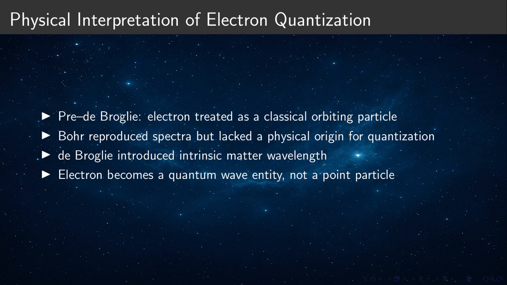Physical interpretation of electron quantization. Prior to de Broglie's hypothesis, the electron was treated as a localized particle orbiting the nucleus under Coulomb attraction, analogous to a classical planetary system. While Bohr's model successfully reproduced the observed spectral lines and energy levels, it did not explain the physical origin of quantization. De Broglie resolved this by introducing an intrinsic wavelength associated with matter, transforming the electron from a purely point-like object into a quantum wave entity.